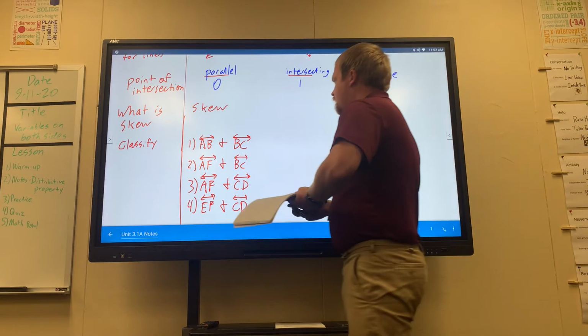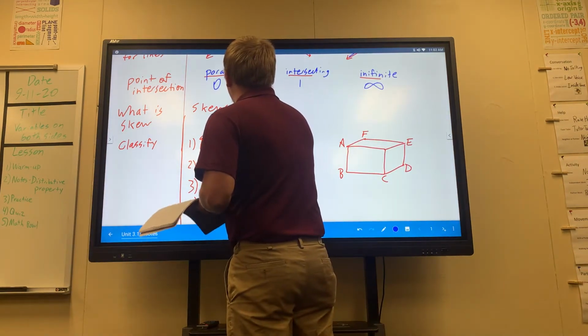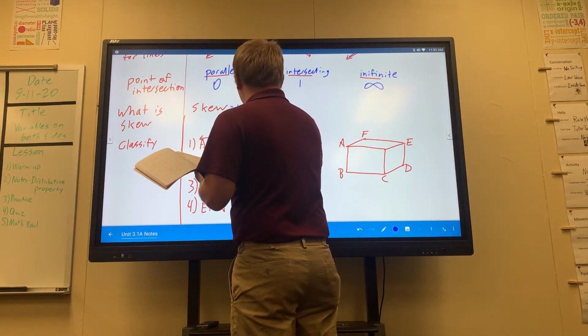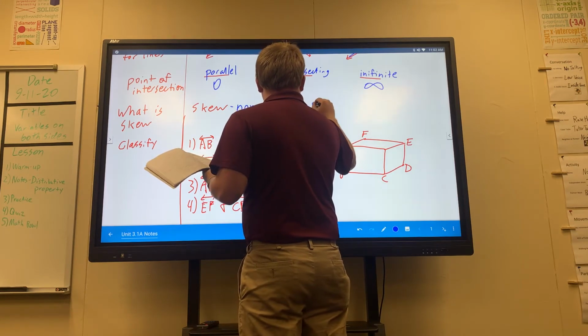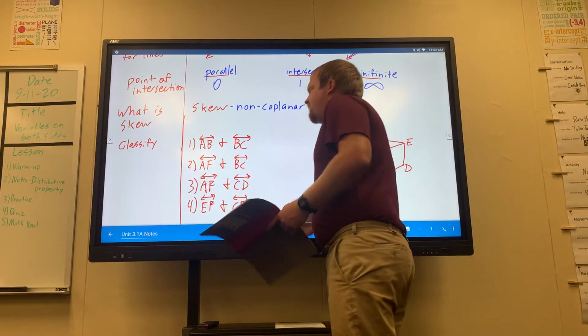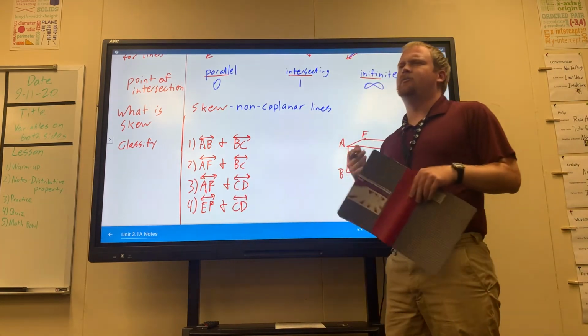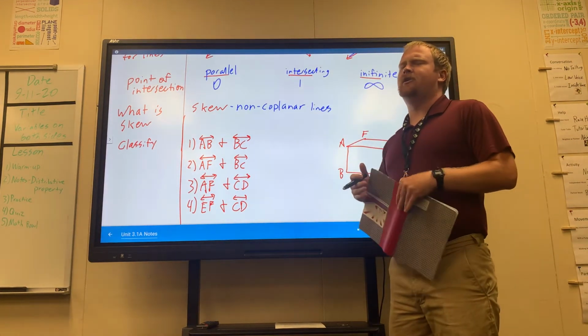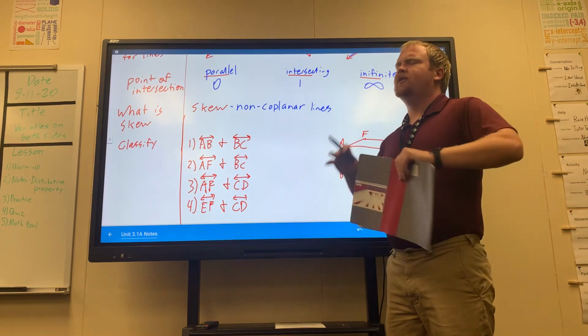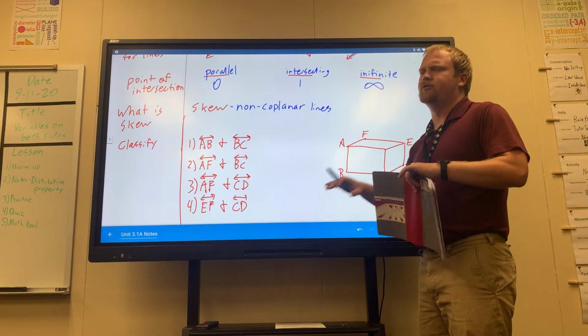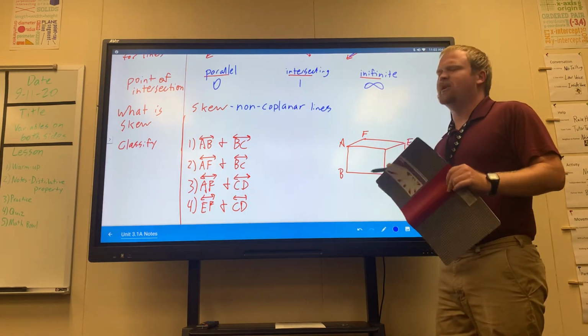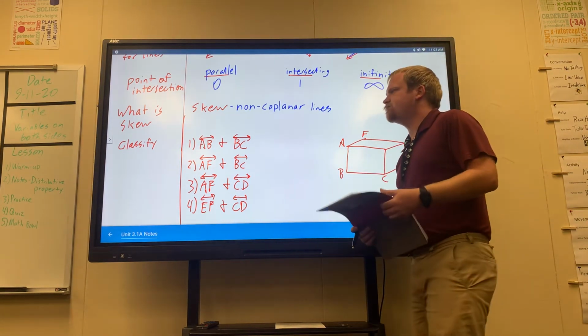Now, skew lines are non-coplanar lines. They're basically lines that are not coplanar. They're not on the same plane, they're in two separate planes. They're in two different planes. That's typically what a skew line is.